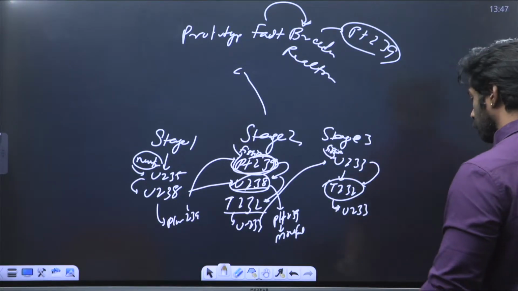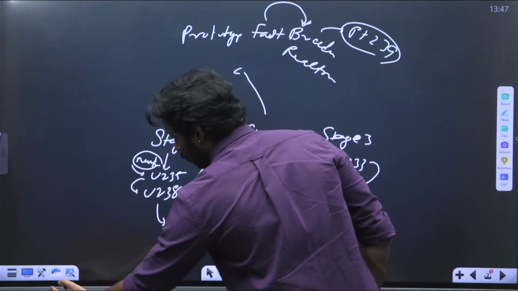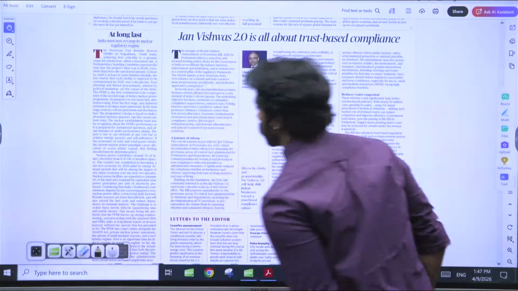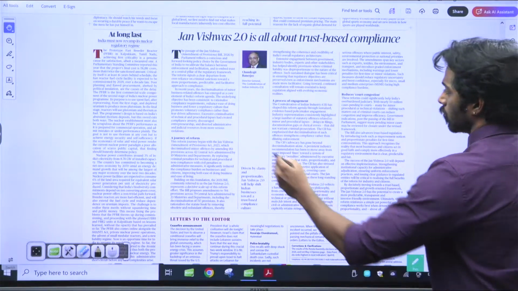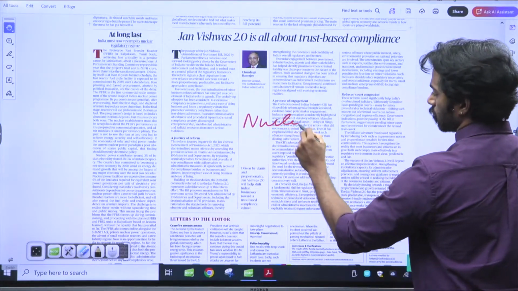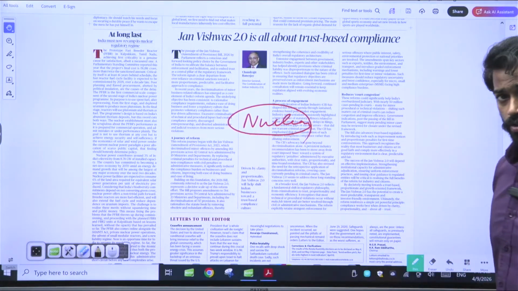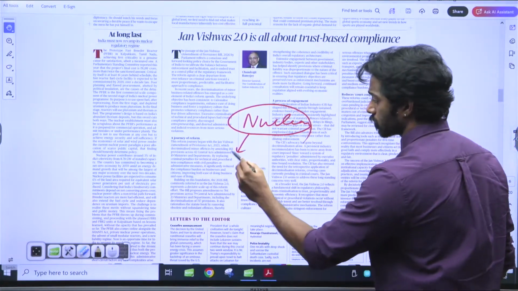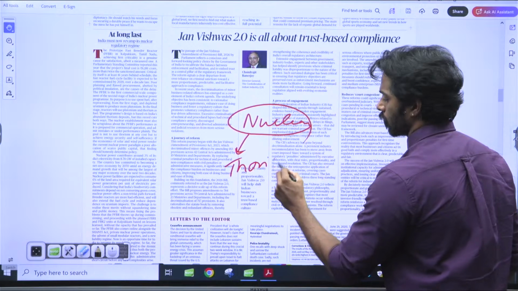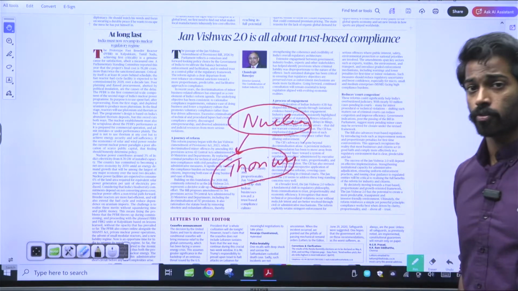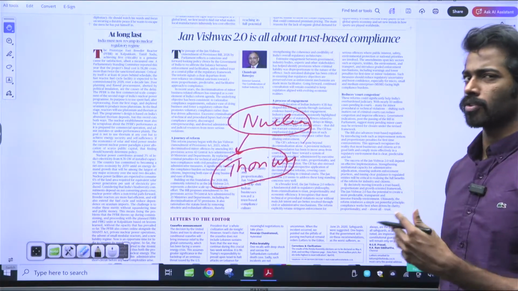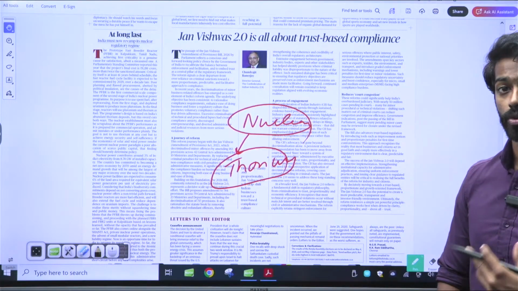Now the article is saying that we are focusing a lot on nuclear. That is very important, but then again we are stressing much on thorium, because India has a lot of thorium reserves. We are focusing a lot on thorium usage, but the author says that just because we have a lot of thorium doesn't mean we have to use it that much.